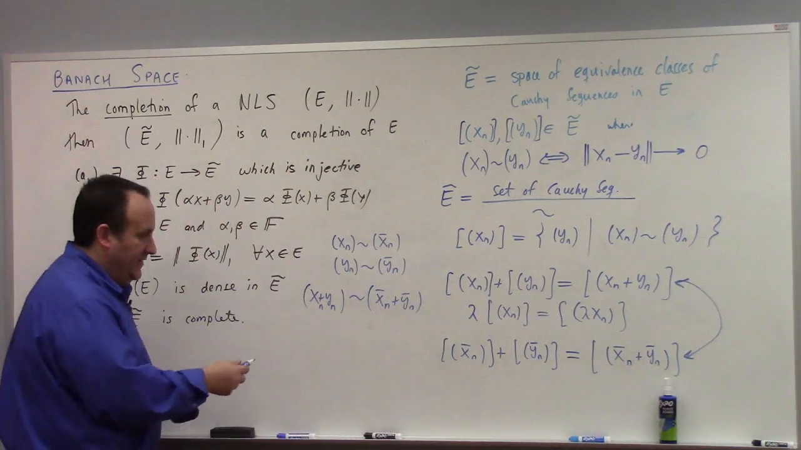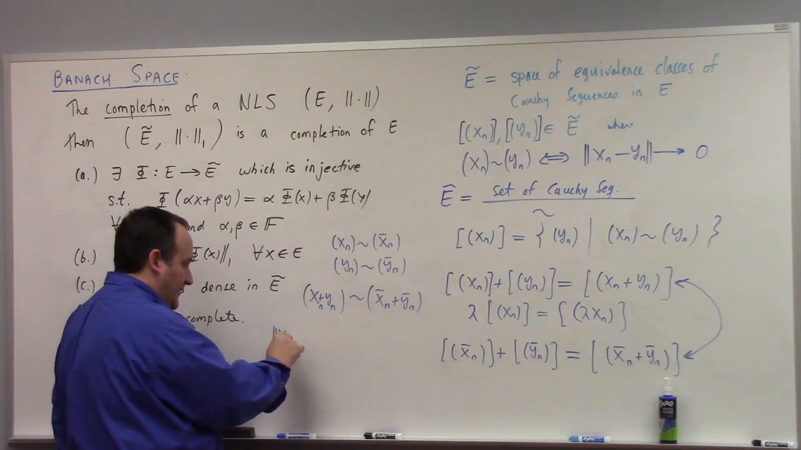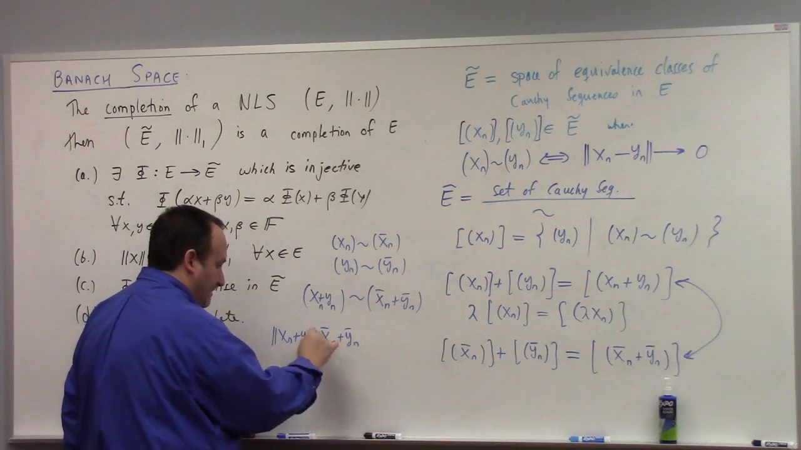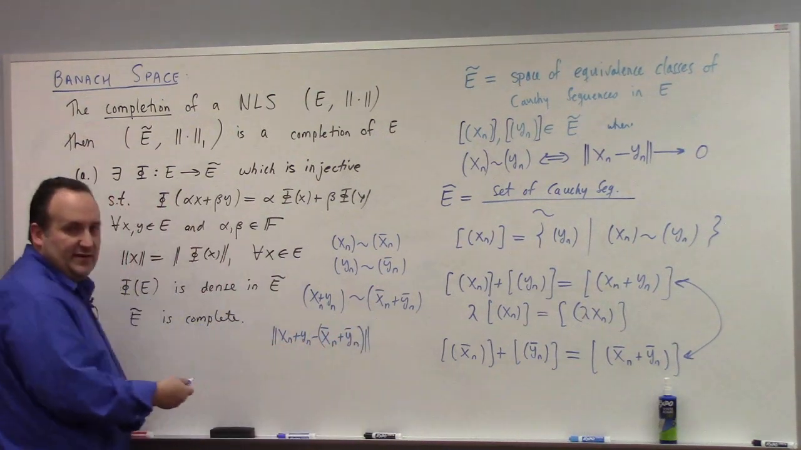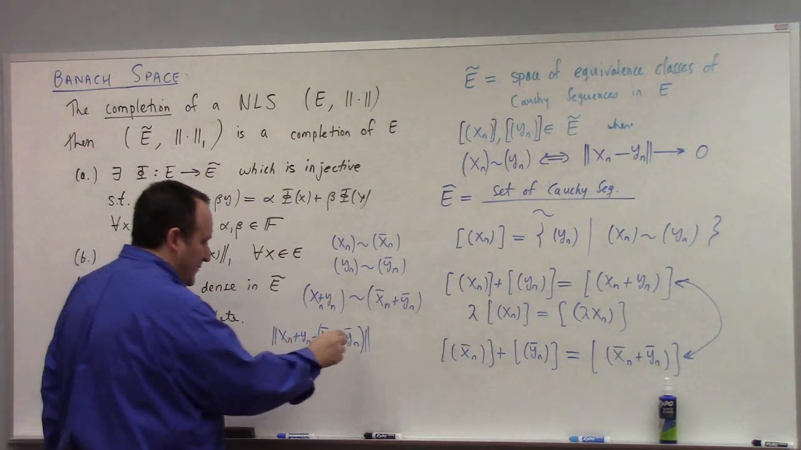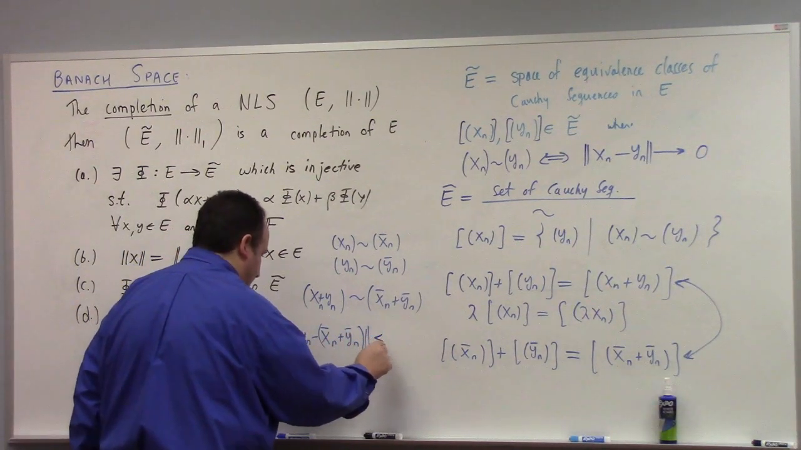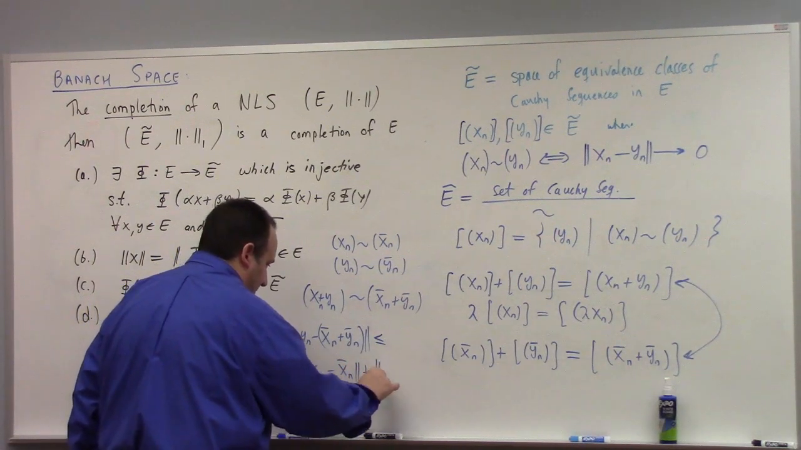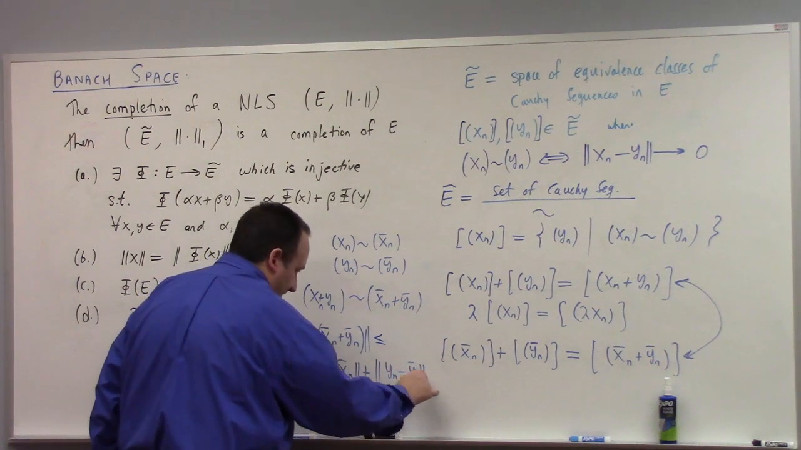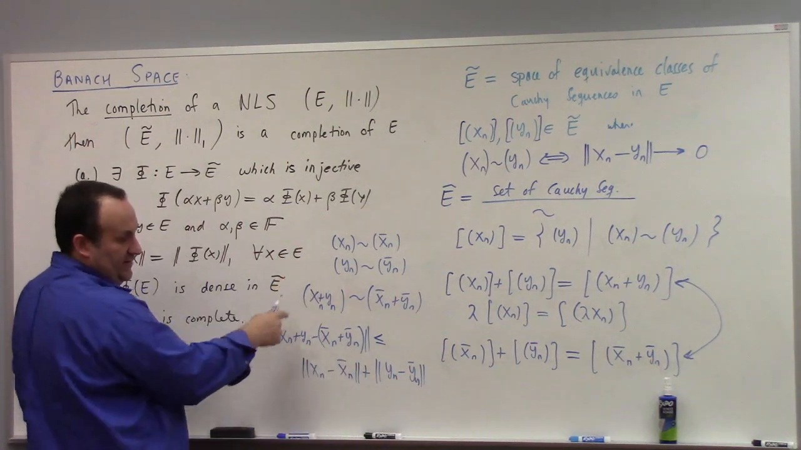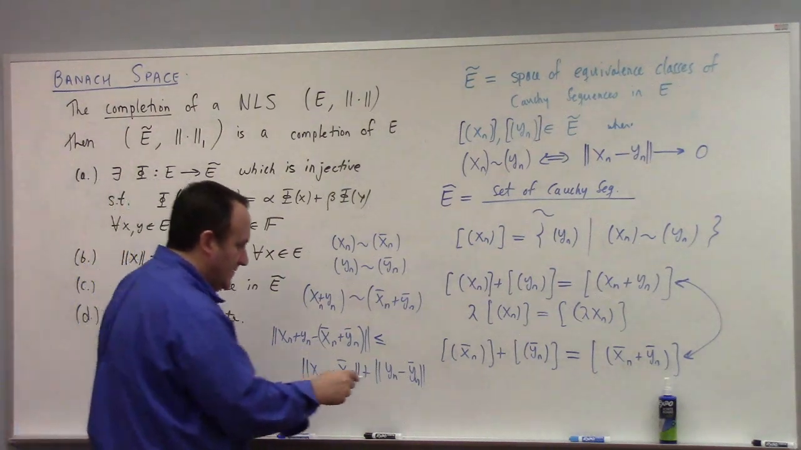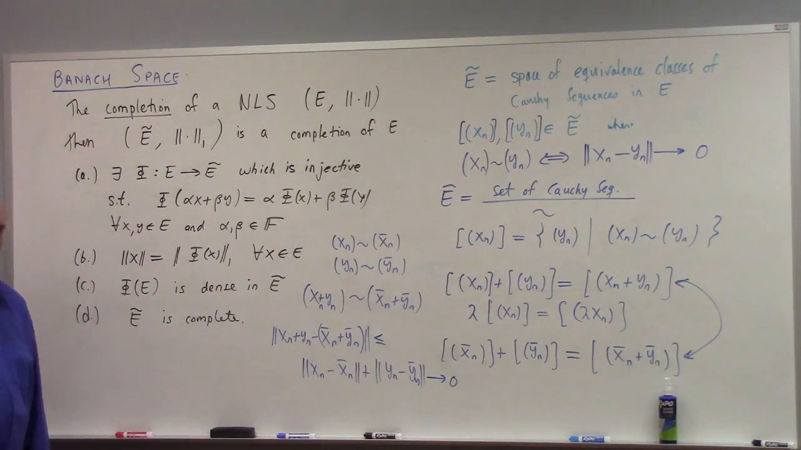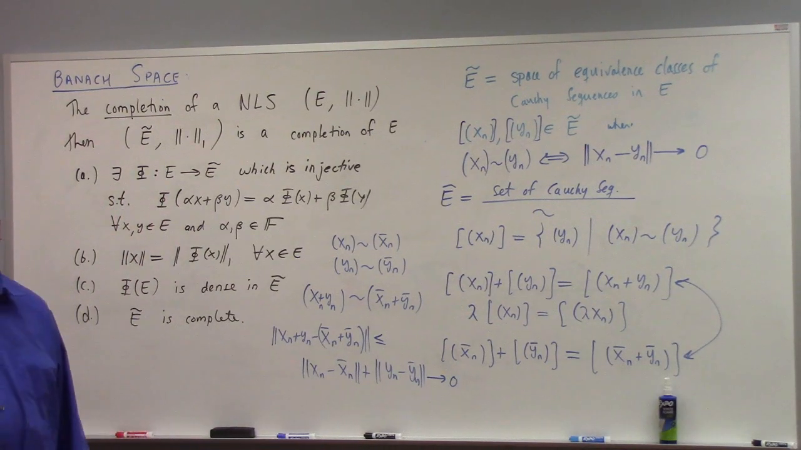But that's actually very easy, right? Because all you got to do is look at the norm of xn plus yn minus x bar n plus y bar n, right? If that norm is going to zero, that proves the equivalence, right? But this norm is less than or equal to the norm of xn minus x bar n plus the norm of yn minus y bar n, which by assumption up here are individually going to zero. Therefore, there you go. That proves that the vector addition is independent of our choice of representative, and a very similar and silly proof can be done for the other one.